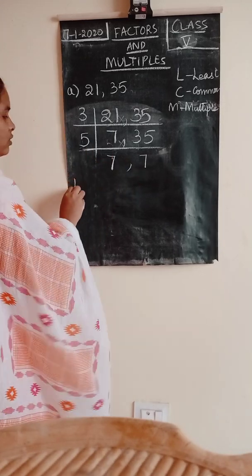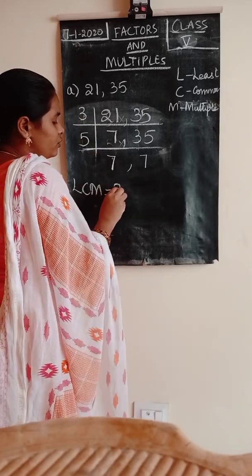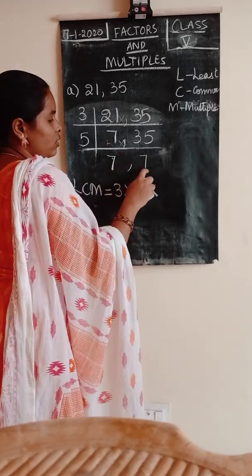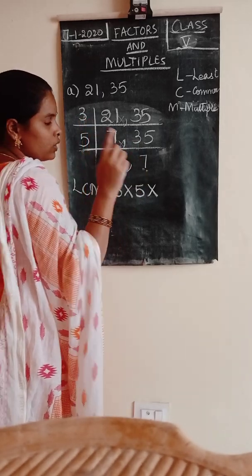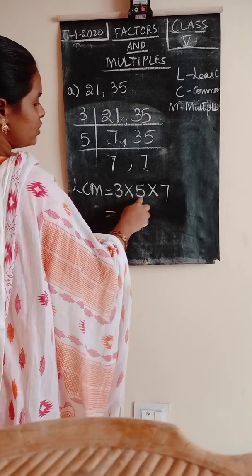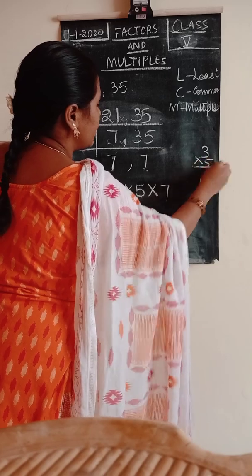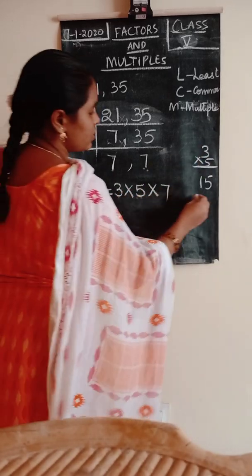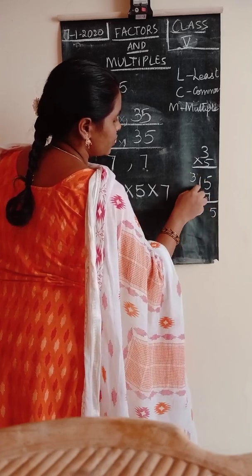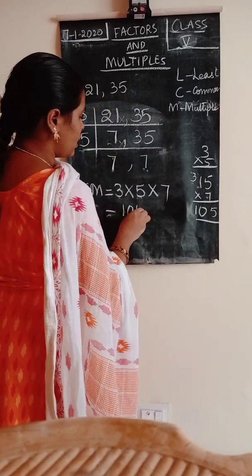Now you have to find out the LCM. LCM, least common multiple, is the product of 3 into 5 into, for both the sevens you write 1 seven. Okay? 3 5s are 15. See, 3 5s are 15. Okay? 15 sevens are, 7 5s are 35. 7 1s are 7. 7 plus 3 is 10. What is our answer? 105.